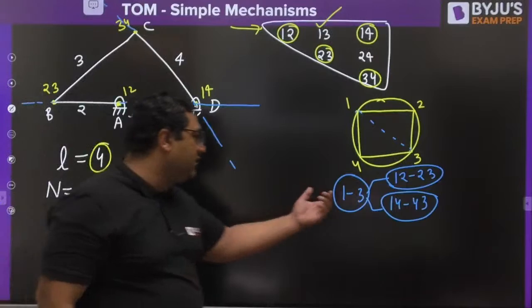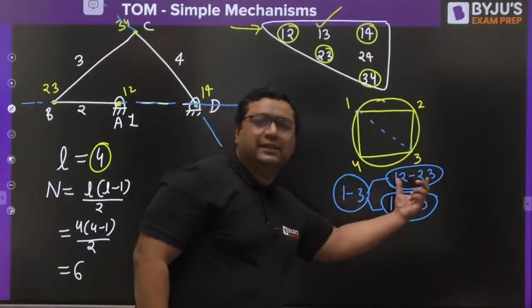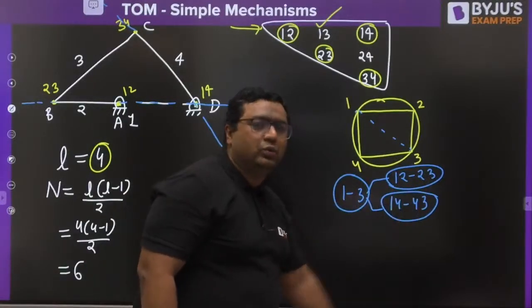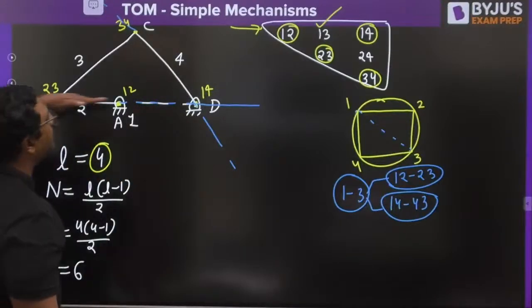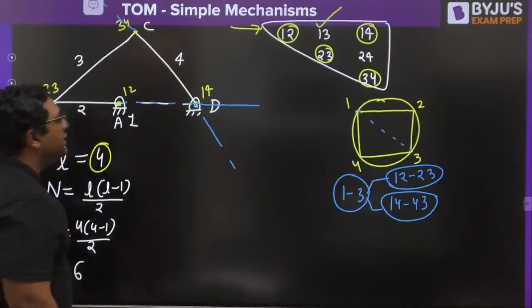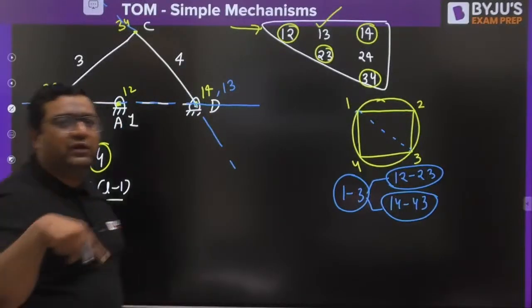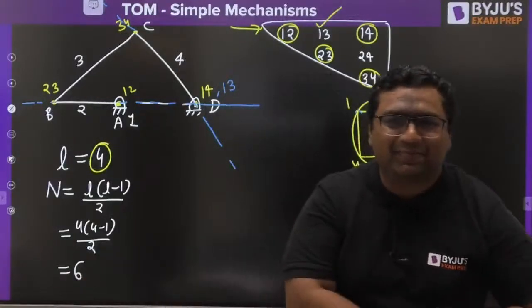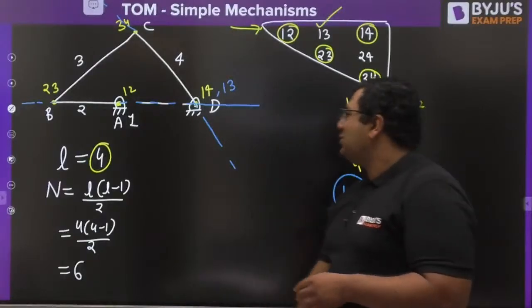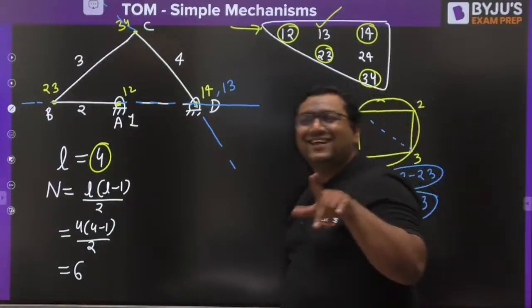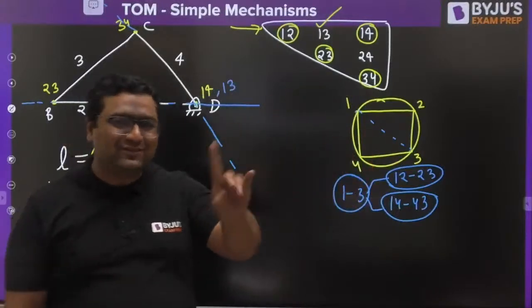So if instantaneous center 1 3 is lying on the line joining these two and the line joining these two, it means it will be lying at the intersection of these two lines. So 1 4 will become 1 3 also. Is it clear?